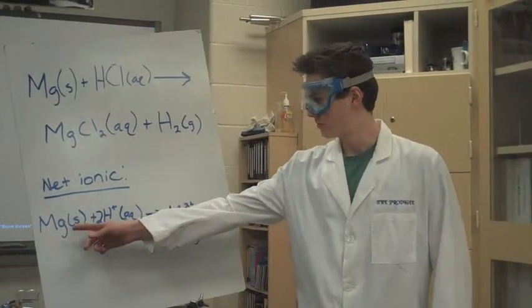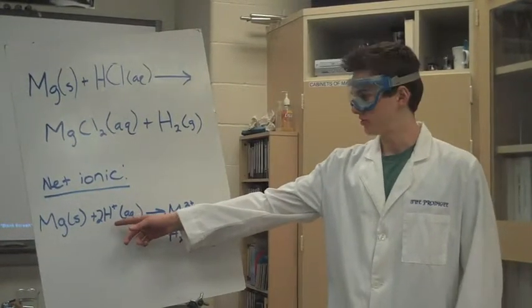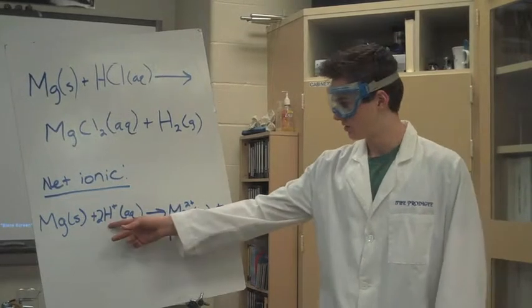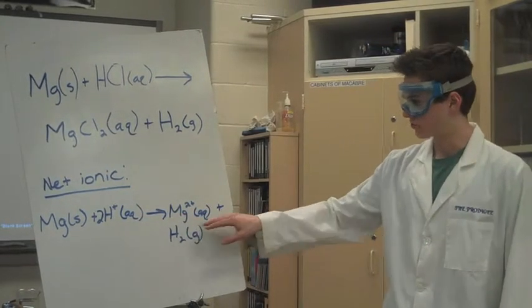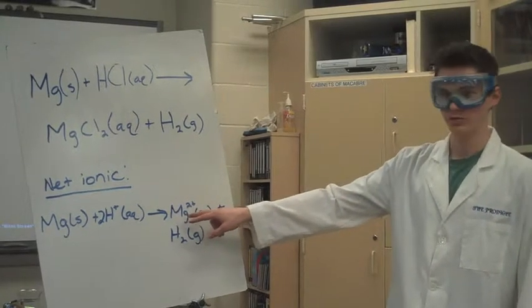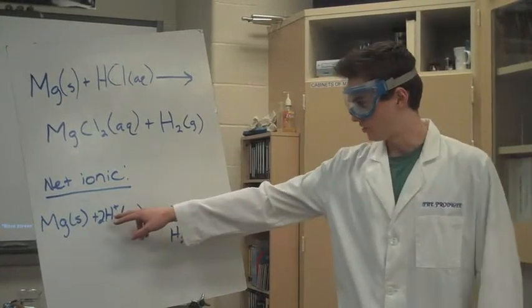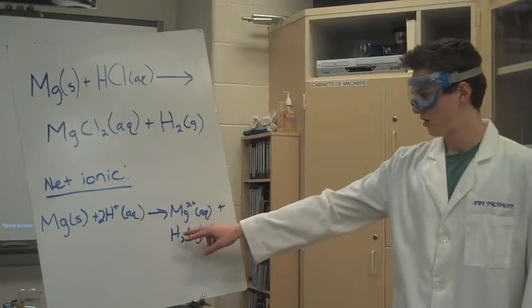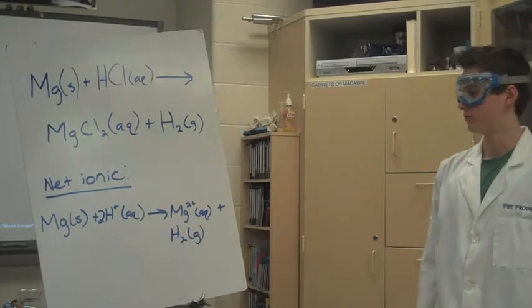Alright, so we've got magnesium solid mixed in with the hydrochloric acid, and this is the redox reaction. The solid is going to a 2+, which means the magnesium is oxidizing, and the hydrogen is going from positive to neutral, which means that's reducing.